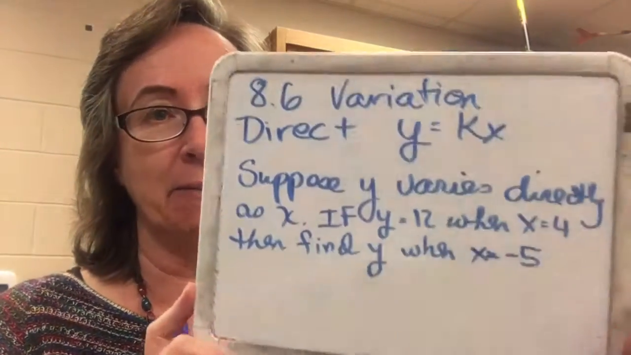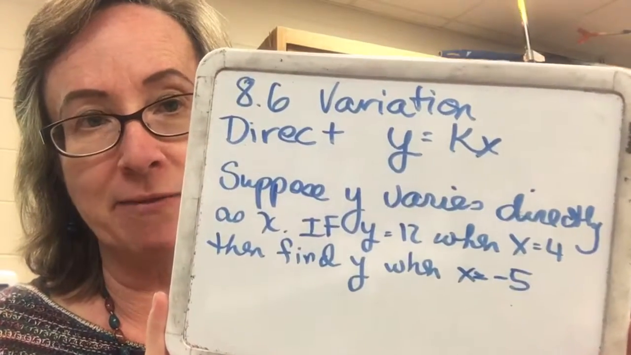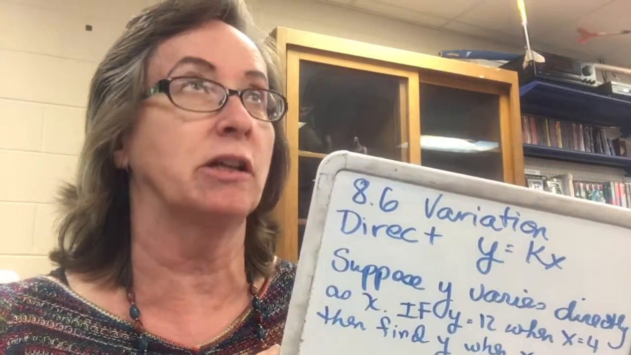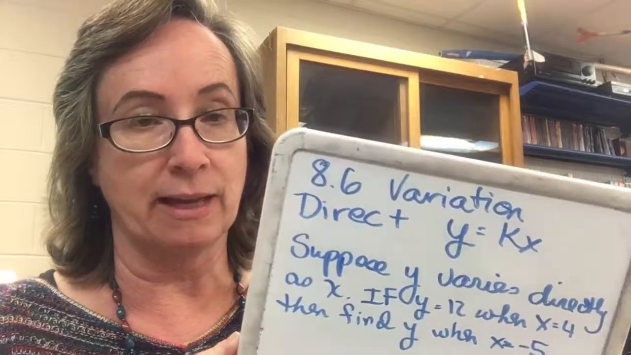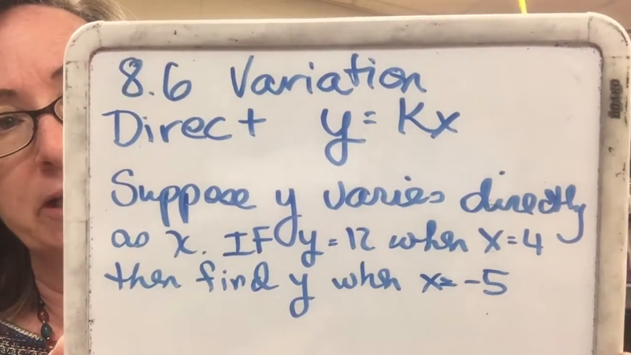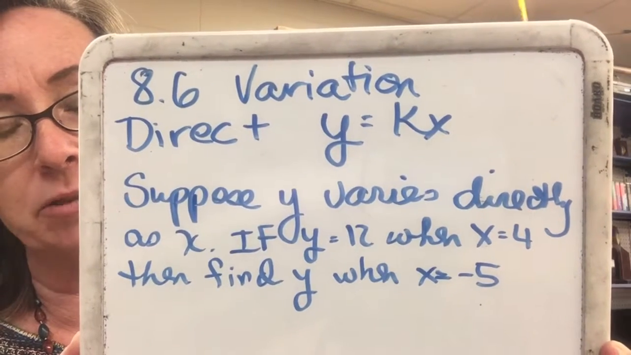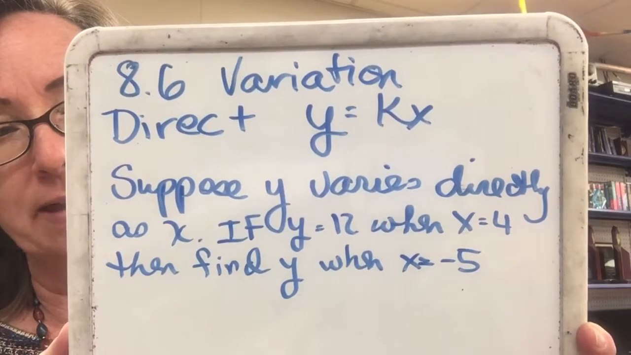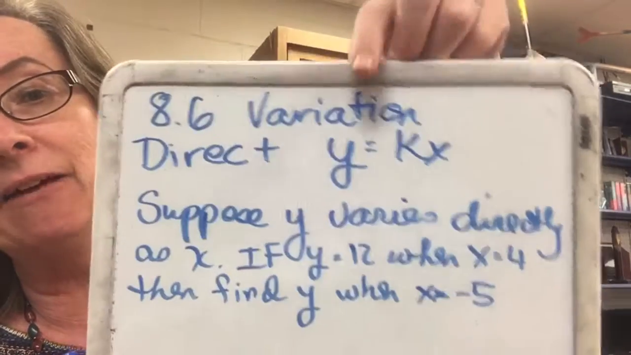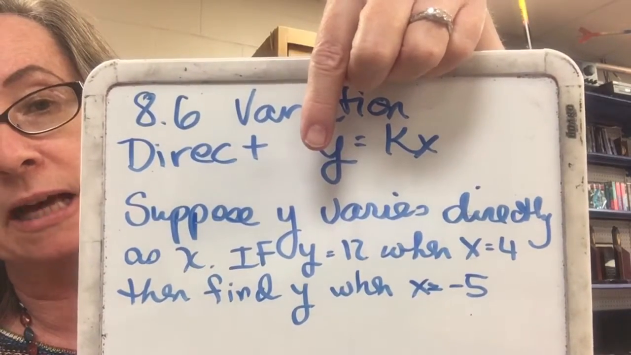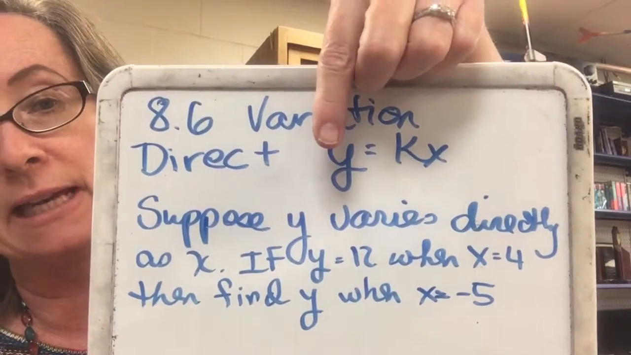Okay, so direct variation. We're talking about in 8.6 variation: direct variation, inverse variation, joint, and combined. We're going to have some examples of each one. The first one is direct variation, and this is our equation: y is equal to k times x. Direct variation keeps everything in the numerator, and if k is positive, as x goes up, y also goes up. If x goes down, y goes down.